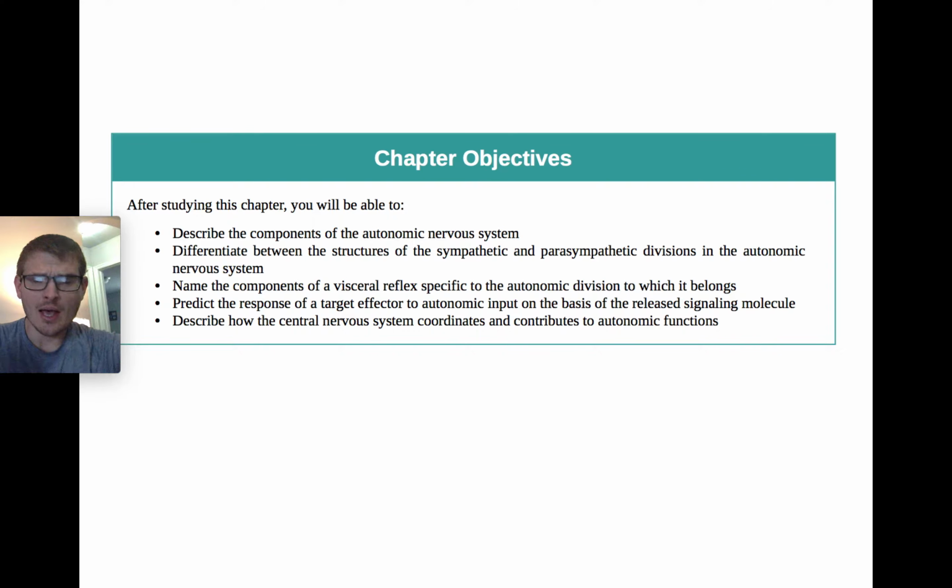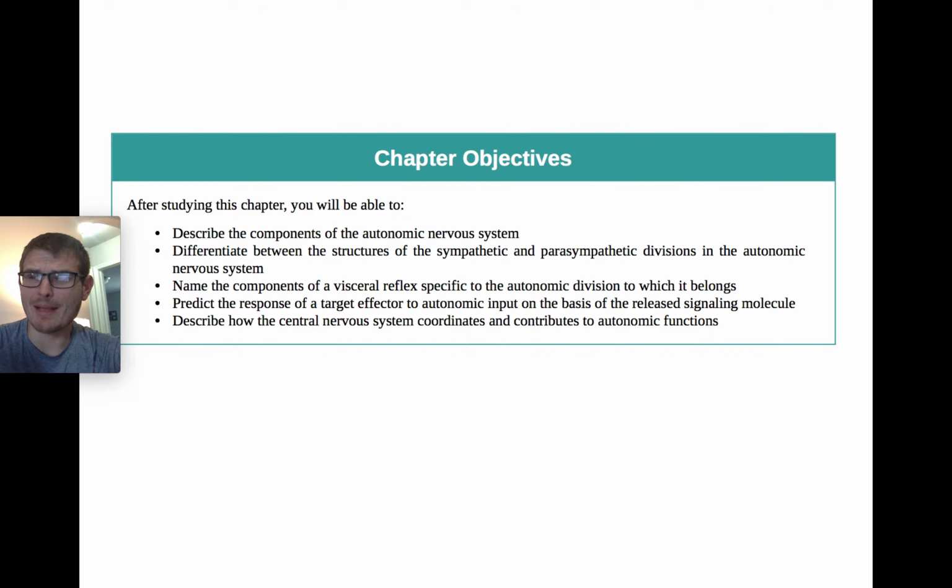So we'll discuss both the parasympathetic and the sympathetic divisions of the autonomic nervous system. We'll talk about different types of autonomic reflexes and how those tend to go. We'll be talking about how you can predict whether you're getting a parasympathetic or a sympathetic response depending on which neurotransmitter we're talking about. So we'll spend a good amount of time on that.